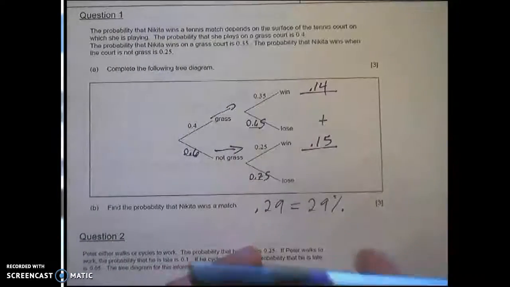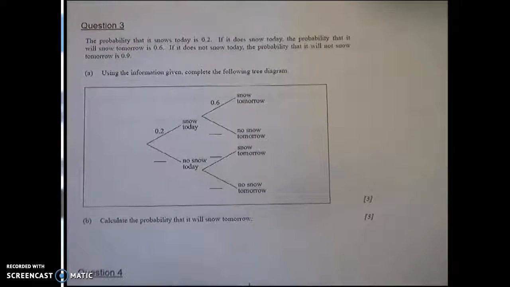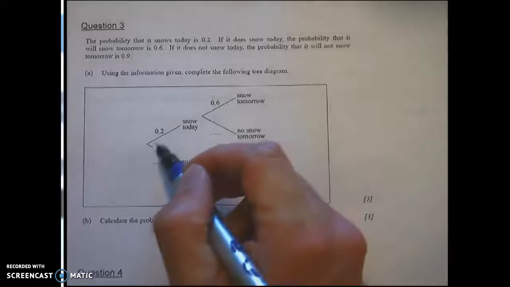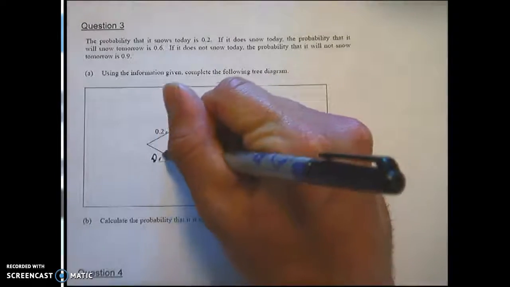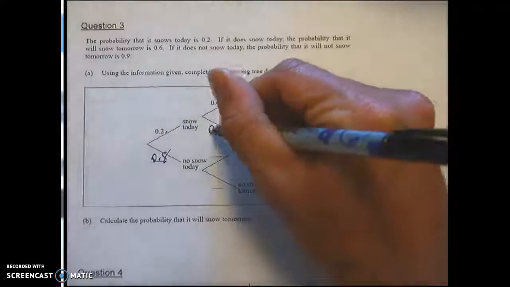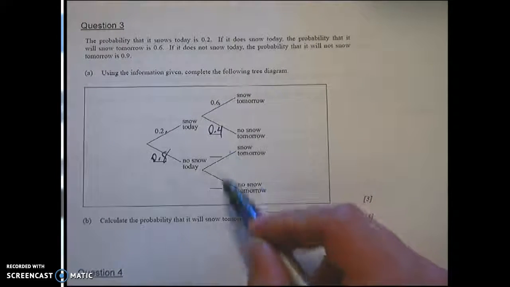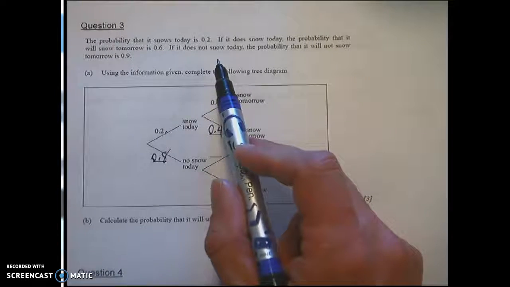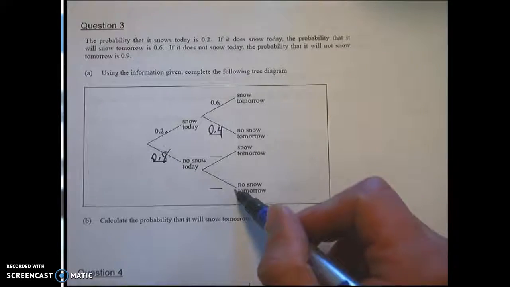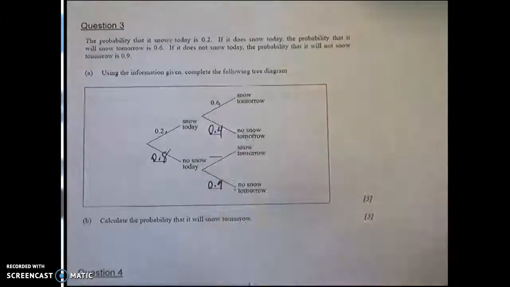Let's do a few more of these. The probability that it snows today is 0.2. If it does snow today, the probability that it will snow tomorrow is 0.6. If it does not snow today, the probability that it will not snow tomorrow is 0.9. Fill in the diagram. Well, if that's 0.2, that's 0.8. 0.6, 0.4. To get these ones, I'm looking at if it does not snow today, then the probability that it will not snow tomorrow is 0.9. Which means this must be 0.1.